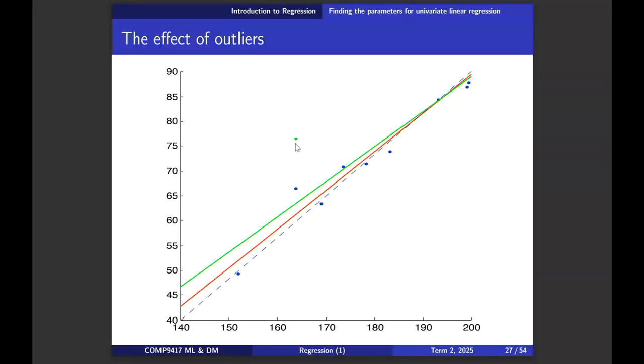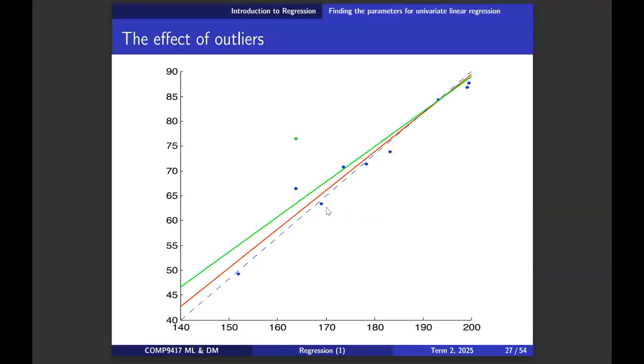So what's happened here: the blue line was the true model, the hidden target distribution. Noise was added to generate the blue points. Now suppose someone wrote down the y value for the green point incorrectly, and then you fit the model. Instead of getting the red line, which we had before, you get the green line.